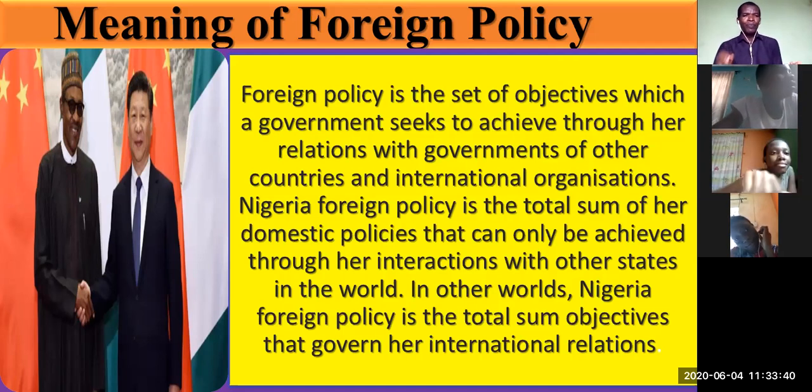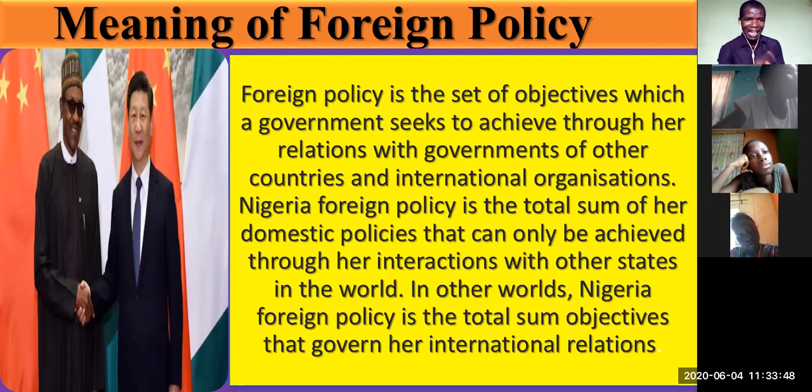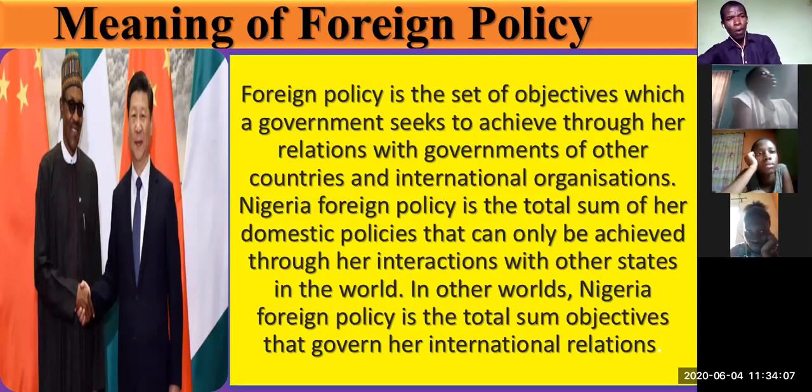So you now see that what governs the relationship between a man and a woman is based on what a man needs that can be found in a woman, and what a woman needs that can be found in a man. The same thing, what governs Nigeria's relationship with other countries is the totality of what Nigeria needs, which Nigeria could not achieve on her own. Hence, Nigeria interacts with other countries to get those things acquired.